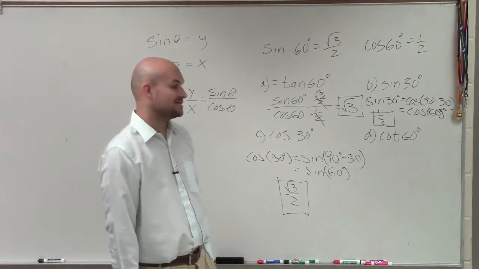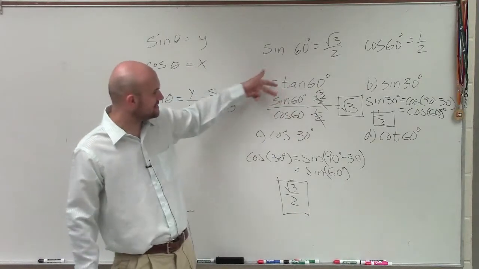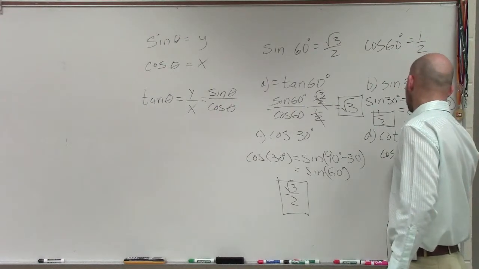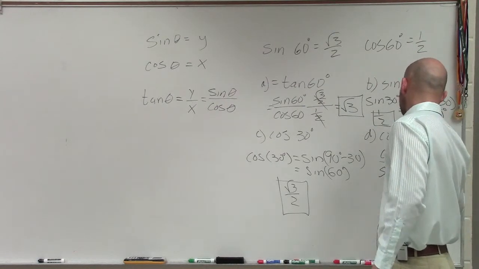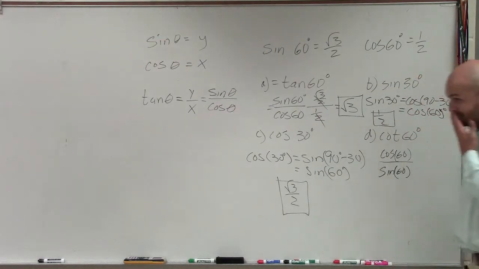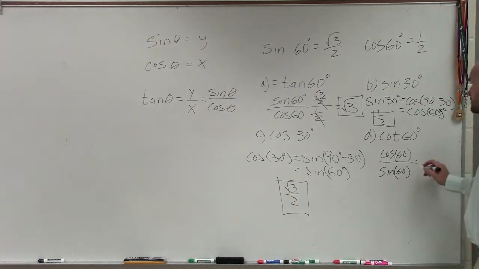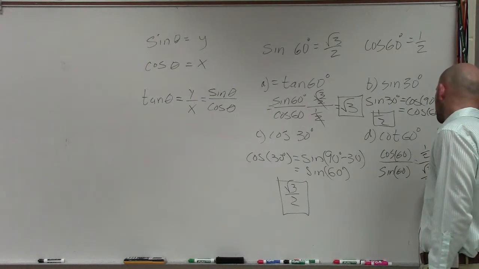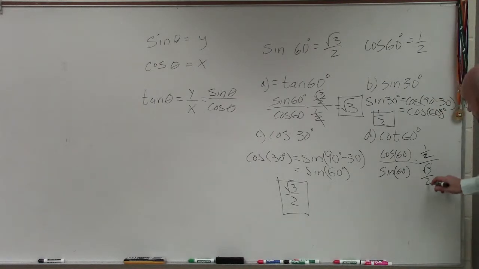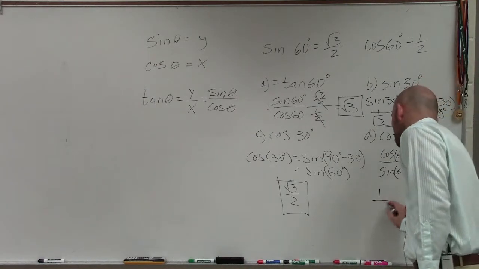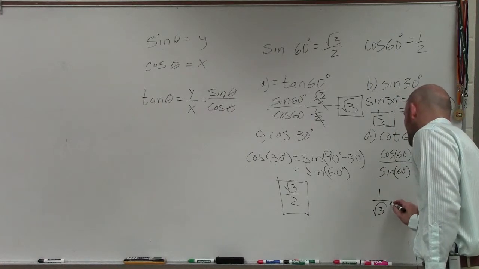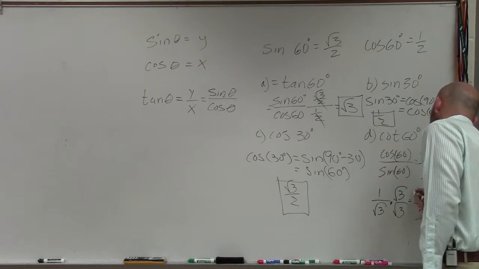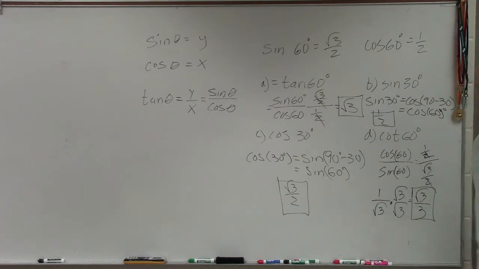And the last one, we have cotangent of 60 degrees. Well, guys, if tangent is sine over cosine, cotangent is going to be cosine of 60 degrees over sine of 60 degrees. So cosine of 60 degrees is 1/2 over square root of 3 over 2. You can just say the 2's will divide out, so you're left with 1 over the square root of 3. Then I rationalize the denominator, and I get the square root of 3 over 3. And that's your final answer.